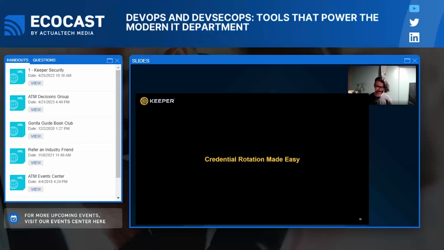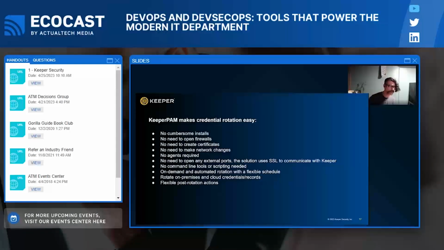It's horrendous. So Keeper PAM makes credential rotation easy. And I love this. I absolutely love password rotations. This alleviates my life and my end user's life as well. My DevOps especially, our life cycles here.